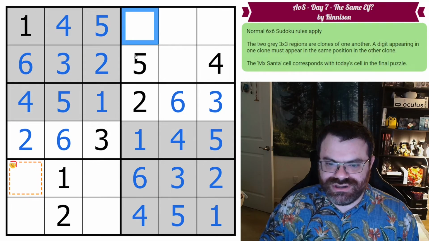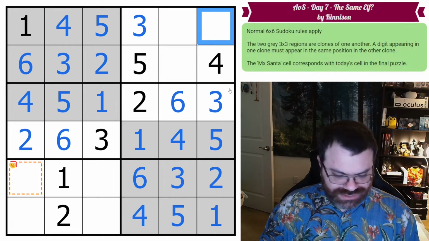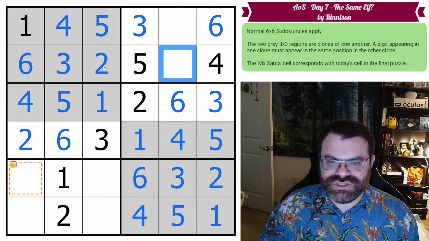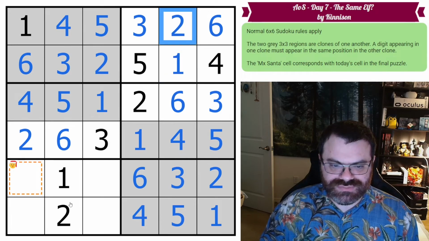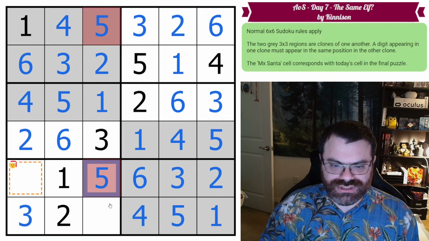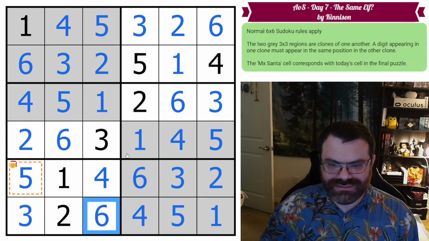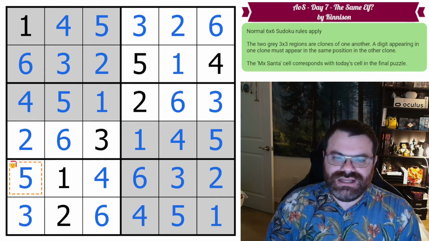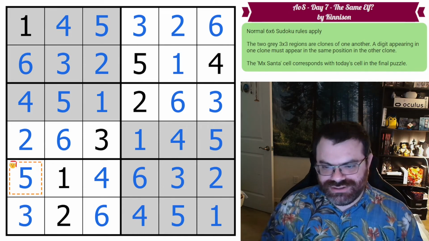Yeah, we can finish these columns, so that's a 3. We can finish this column, that's a 6. We can finish these rows now. We need a 1, and in this row we need a 2. And then we can just finish this box. It needs a 3, it needs a 4, which goes here. Oops, I typed the wrong digit. It needs a 5, and it needs a 6. And we're done.